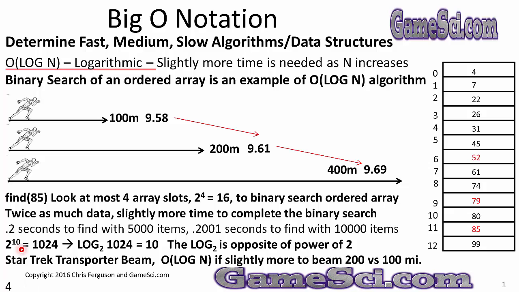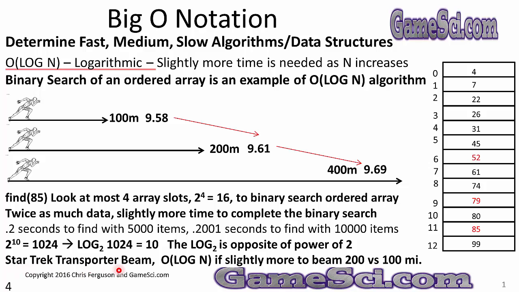If doubling 10 times will get me to 1024, then chopping it in half 10 times will get me back to 1. Another way to look at it is 2 to the 10th equals 1024. Log base 2 of 1024 equals 10. What the logarithm does is it finds the power of 2 that it takes to get to 1024. Log base 2 is the opposite of the power of 2.